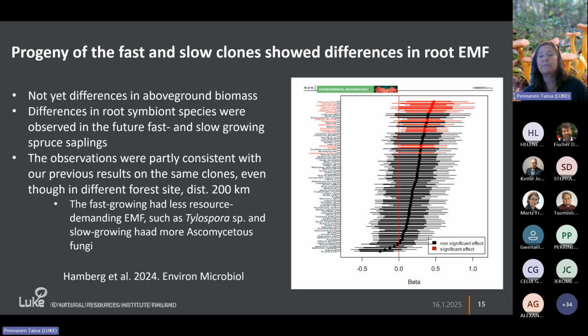Of course, fungal species were largely different because the forest was different, but we also saw some consistent results. For example, very low resource demanding ectomycorrhizal species like Tylospora were also now more common in the fast growing hosts, but the slow growing ones had more, for example, ascomycetous fungi.